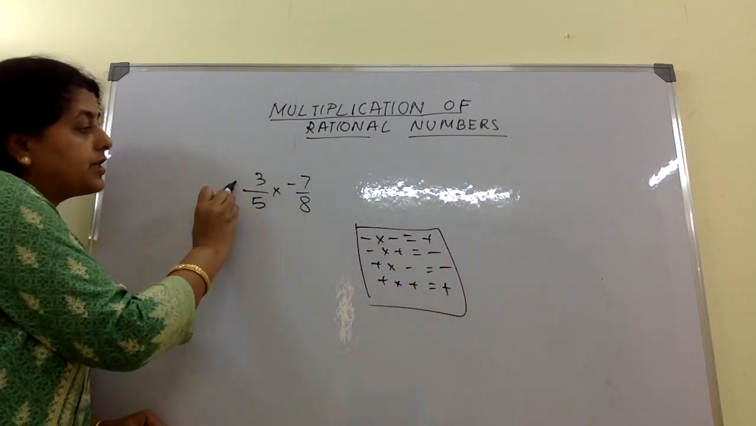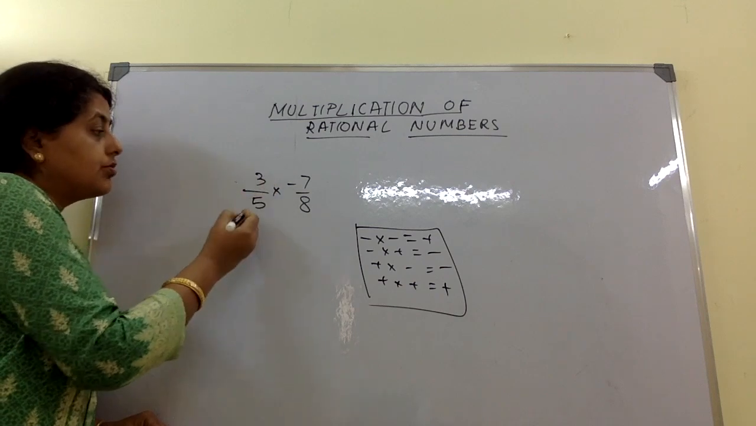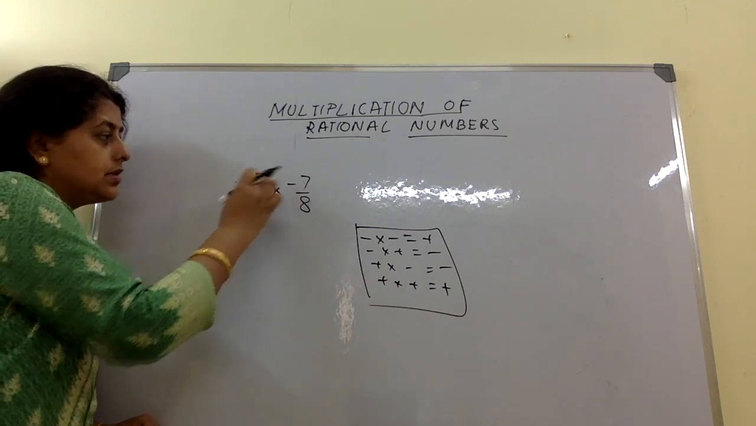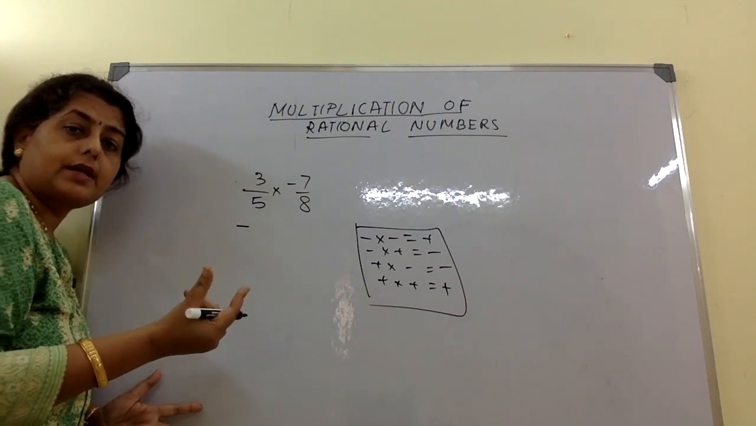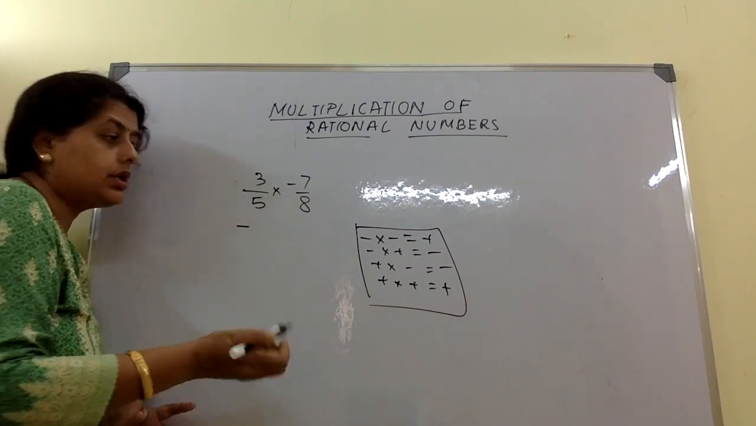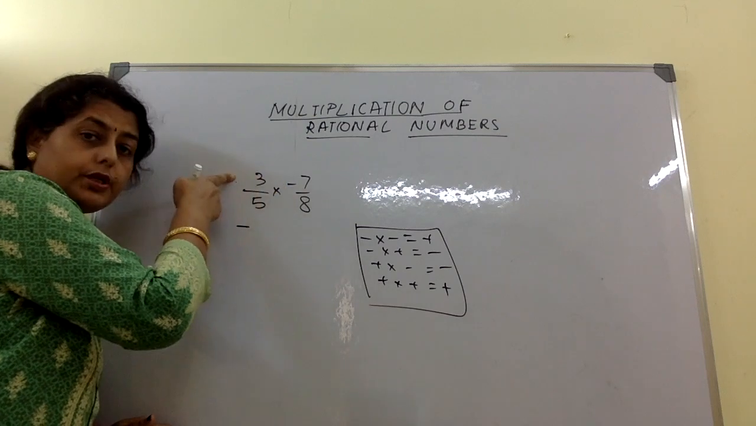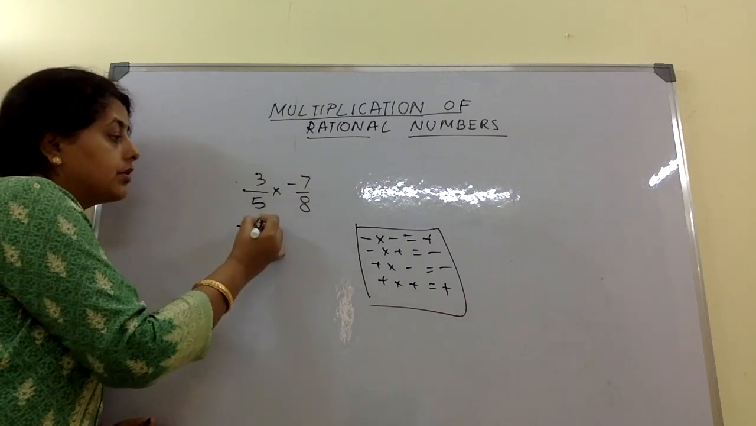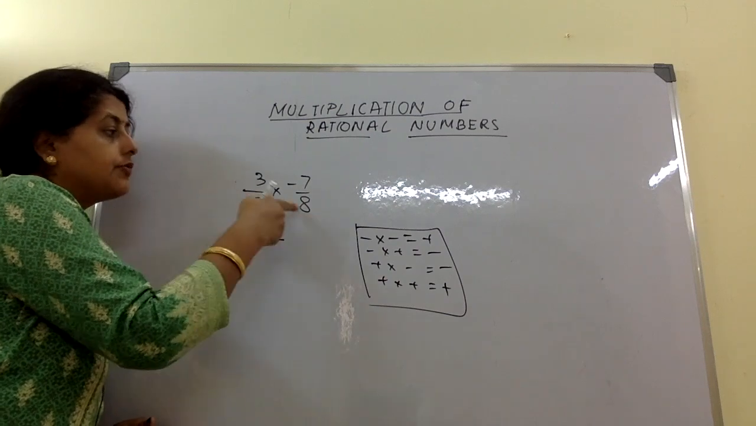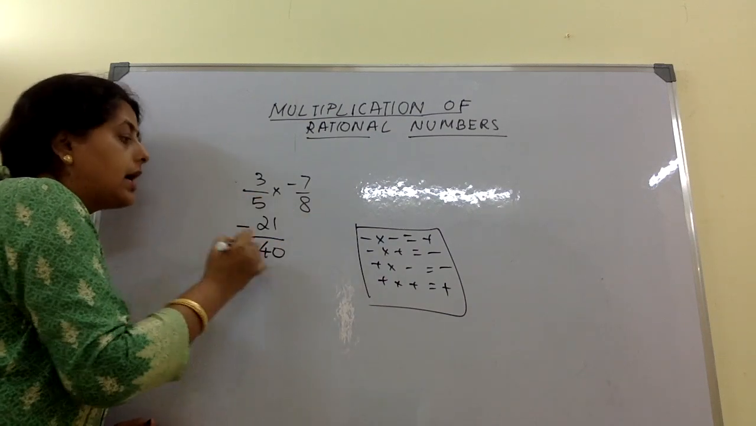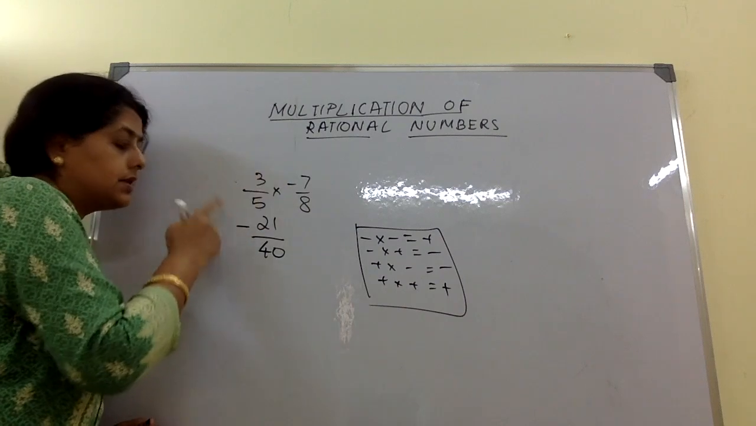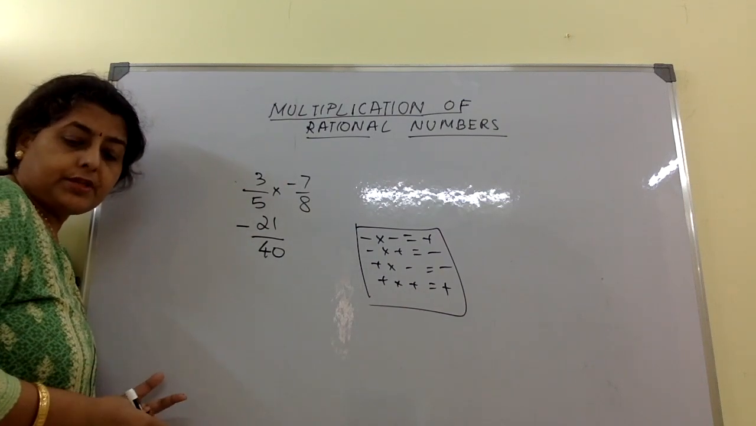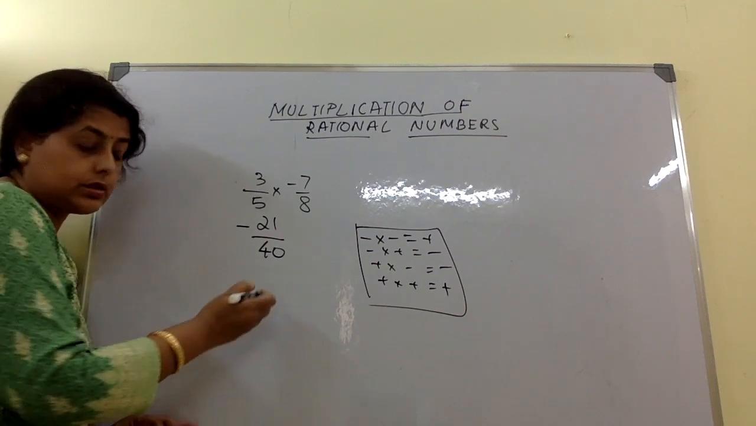Okay, so we have to follow this sign convention every time. So here it is plus, nothing is there means plus, into minus, that is a minus. But then nothing cancels. If you see 3 and 8 and 5 and 7, there are no common factors. So we just have to multiply numerator with numerator. So 3 with 7, 21, and 5 with 8, that's 40, and plus with minus, that is a minus. So this is all we have to do. Okay, we did the same thing in fractions also.